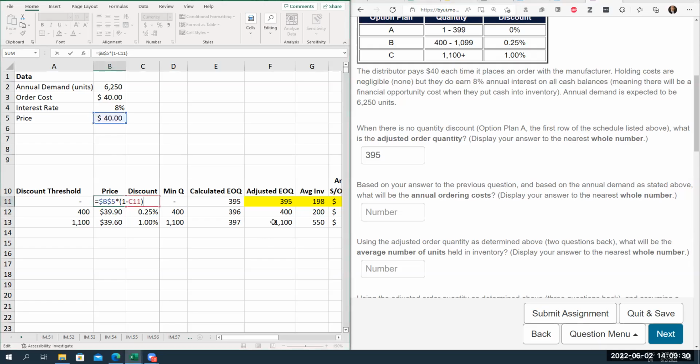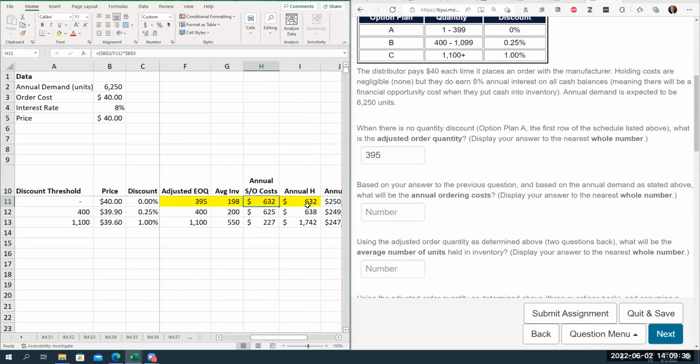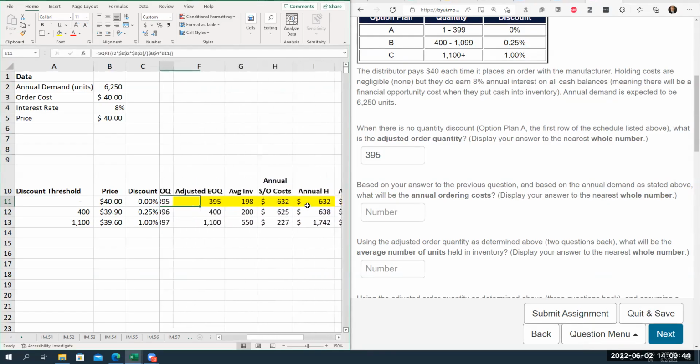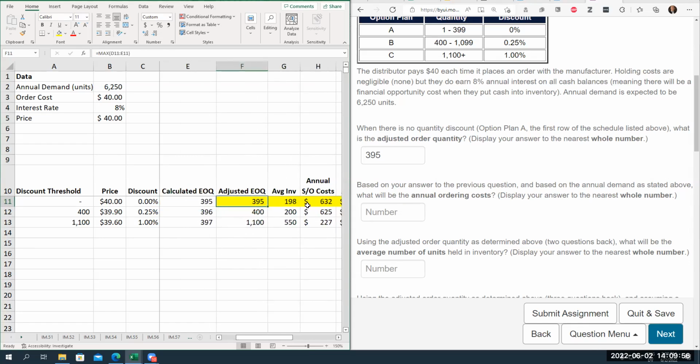So if we go back to Excel, we're going to figure out what the average inventory is. This is basically different scenarios, right? So if we've done the adjusted EOQ, let's look at our average inventory. How do we calculate our average inventory? We take the adjusted EOQ divided by 2.